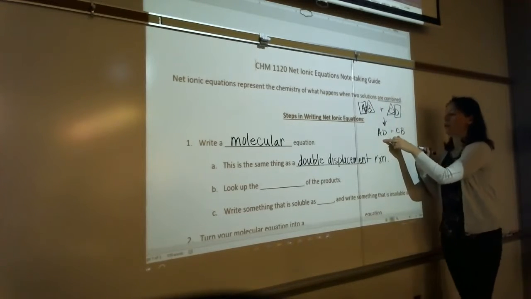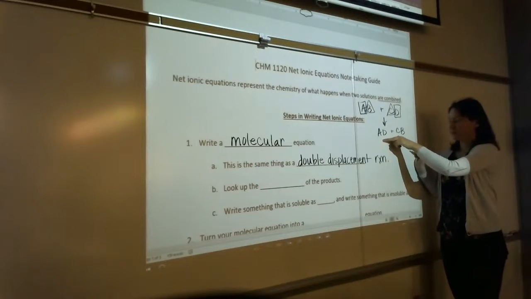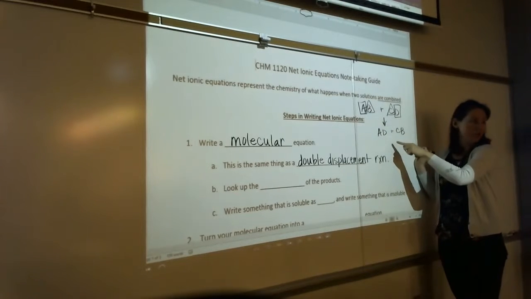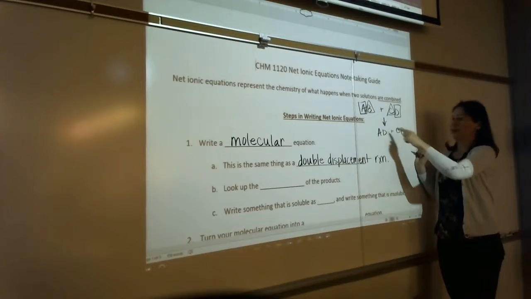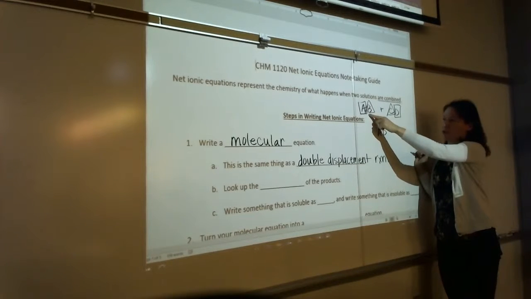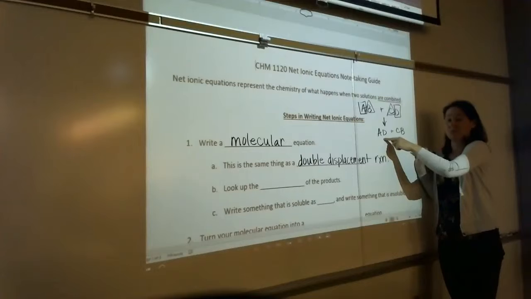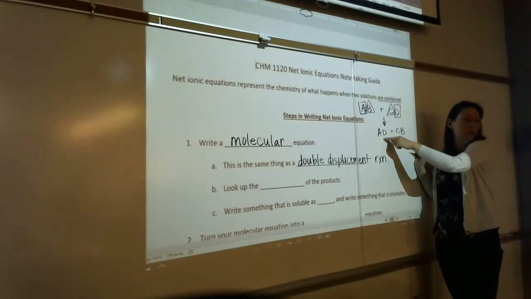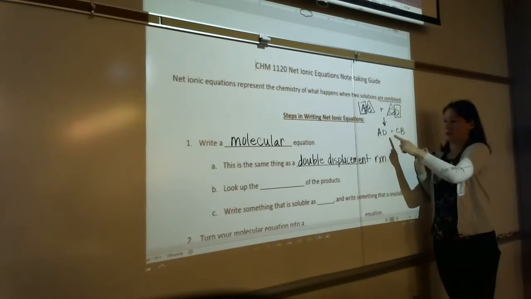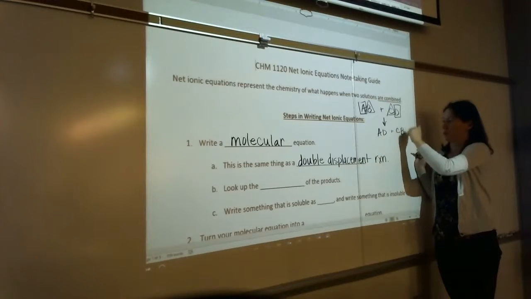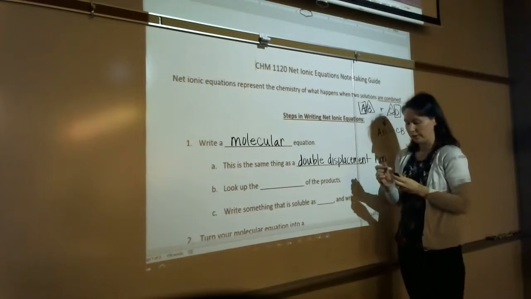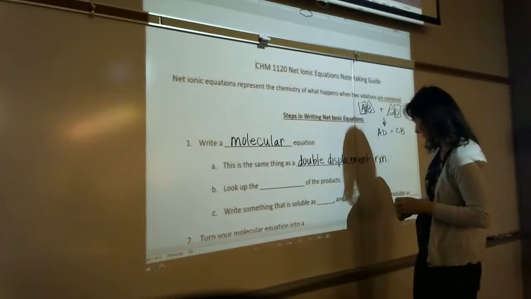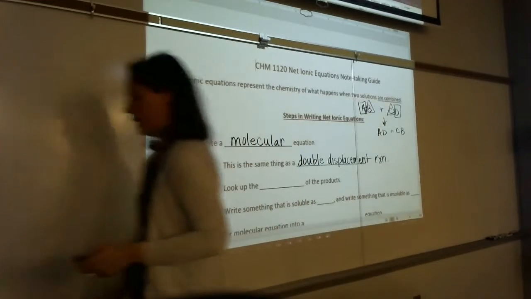And then when you write these formulas here, make sure you crisscross your charges, yes? Because you can't just say, oh, there's a subscript 2 here, so I'm going to necessarily need a subscript 2 here, right? These subscripts come from crisscrossing, so always make sure you re-crisscross those. Okay, so this is the same thing as a double displacement reaction. That's nothing new there.